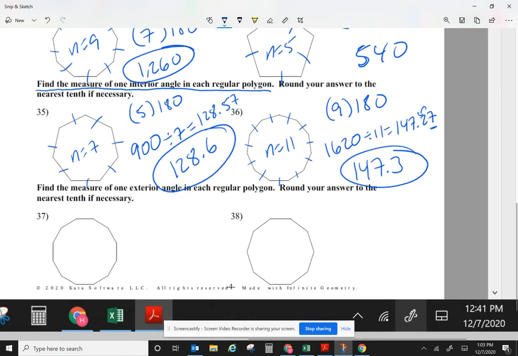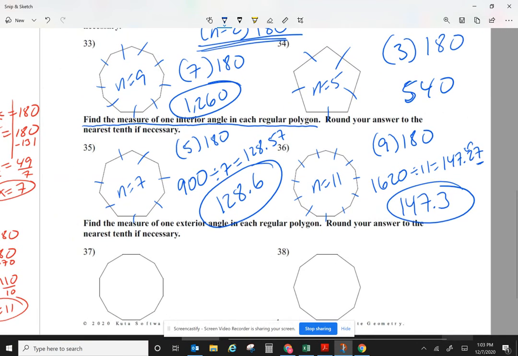All right, so let's take a look at 37 and 38 now. Find the measure of one exterior angle in each regular polygon. Round your answer to the nearest tenth if necessary. Let me find out how many angles I have. So the same amount as sides. I have 1, 2, 3, 4, 5, 6, 7, 8, 9, 10, 11, 12. There's 12 sides. That means there's 12 angles.